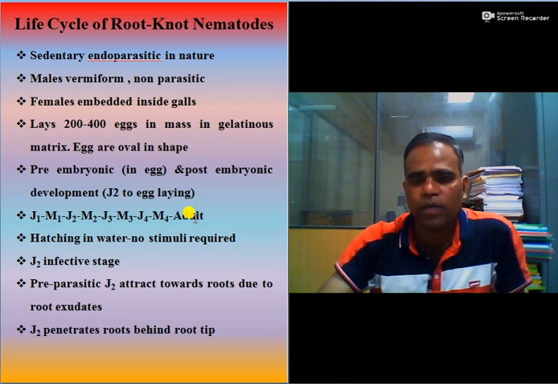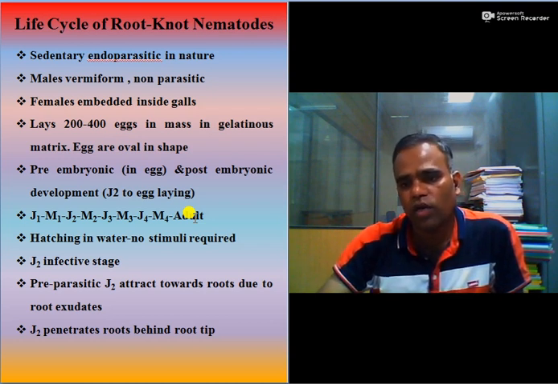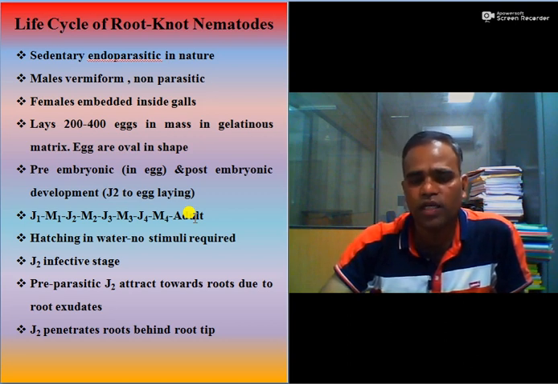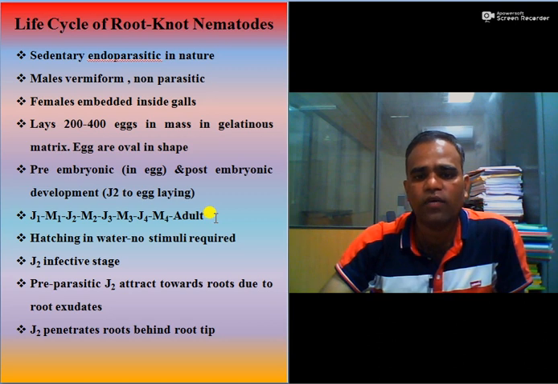After the first molt, juvenile 2 occurs. The second molt gives rise to juvenile 3. The third molt gives rise to juvenile 4, and the fourth molt gives rise to the adult. One may ask an objective question in your exam. That is why I have explained it here.